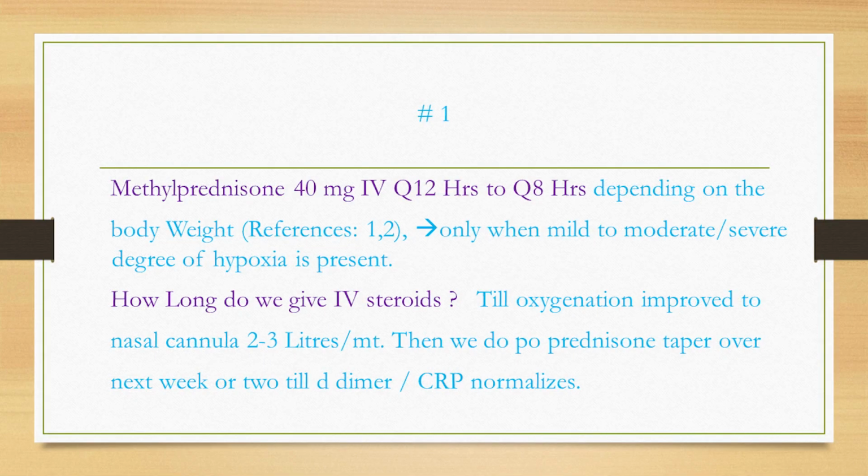So step one is methylprednisolone, which is a steroid that we give to dampen the inflammation, which is 40 milligrams. We give every 12 hours. We give every 8 hours, depending on if they're very obese, then we increase the dose. We start, as I said, as soon as they get hypoxic. That means they start needing oxygen support.